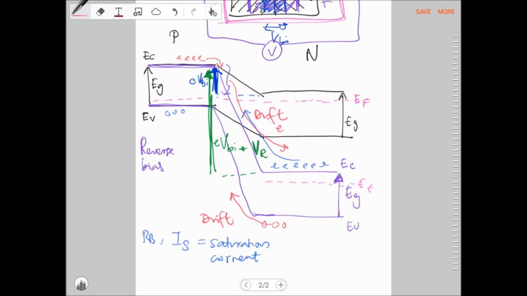Drift is due to the electric field. So the potential difference here is what causes the drift. So you have some very small drift current, and hence this drift current gives rise to the saturation current. Okay.